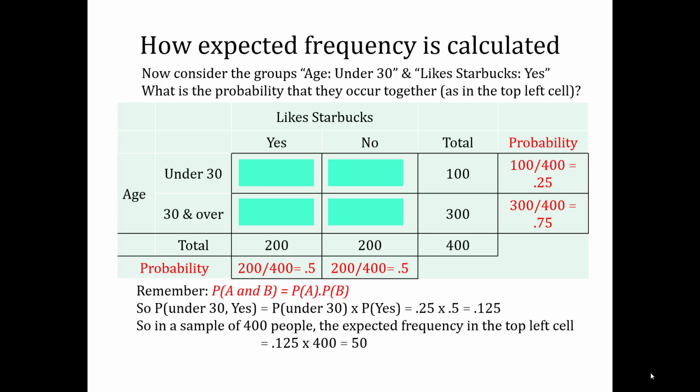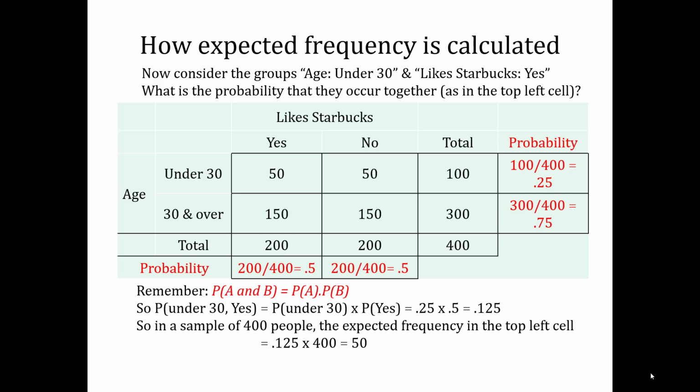In a sample of 400 people, we would expect to see 0.125 times 400, or 50 people, in the top left cell. That's the expected frequency for that cell. We can calculate the expected frequency for each cell in a similar way.